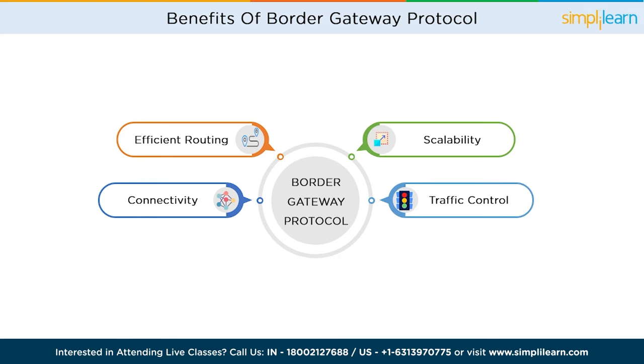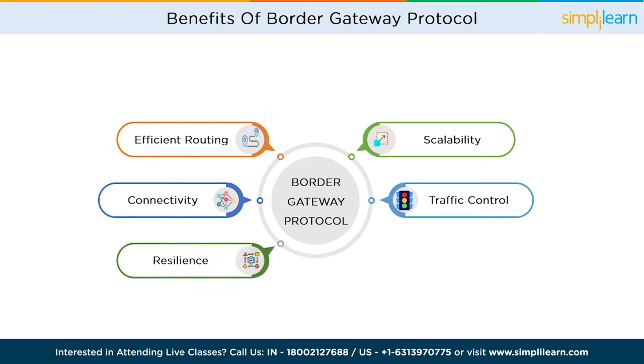Internet traffic control. BGP gives organizations control over their internet traffic. They can influence the flow of data by setting policies and preferences in the routing decisions. This allows them to prioritize certain paths, avoid congested routes, or direct traffic through specific ISPs or network links. With BGP, organizations have the flexibility to optimize their network performance and ensure efficient data transmission.